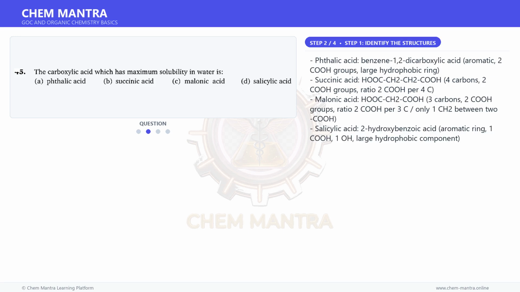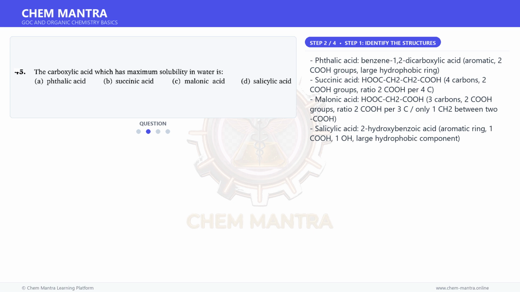Phthalic acid, benzene 1,2 dicarboxylic acid, aromatic, 2 -COOH groups, large hydrophobic ring. Succinic acid, HOOC-CH2CH2-COOH, 4 carbons, 2 -COOH groups, ratio 2:4C.